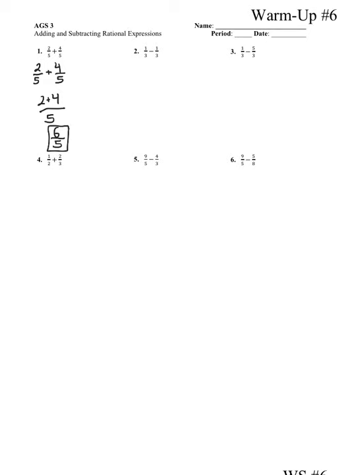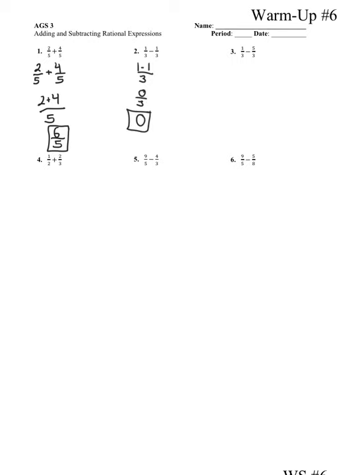All right. The second one, 1/3 minus 1/3. 1/3 minus 1/3 is going to be basically like 1 minus 1 over 3, or just 0/3, or just 0. That's what it would simplify to.